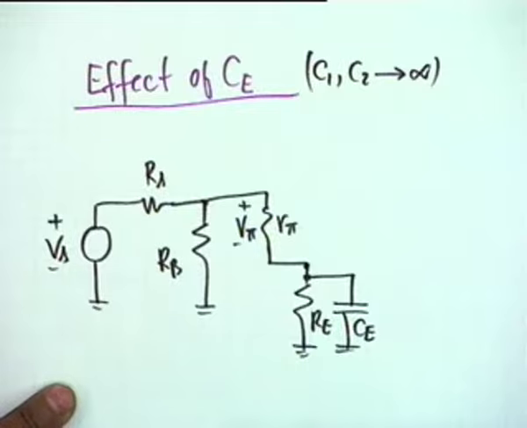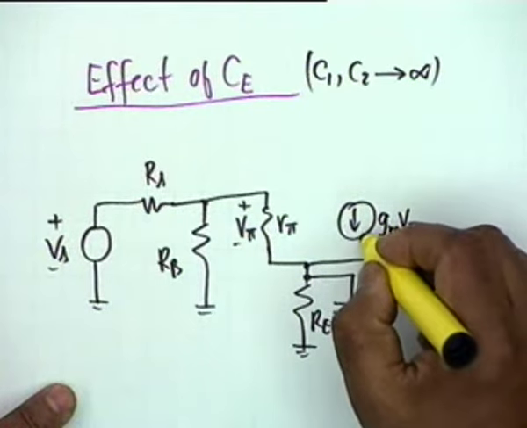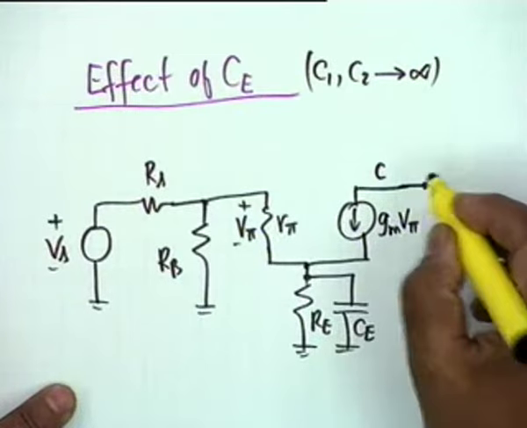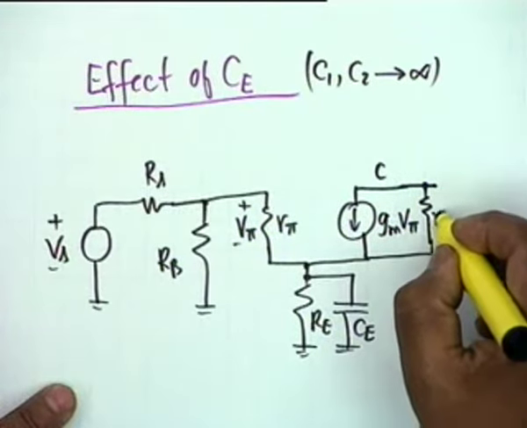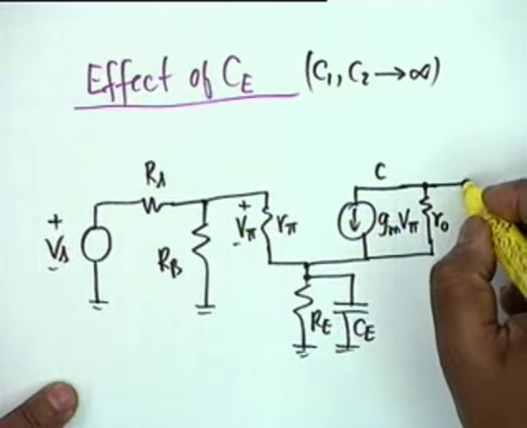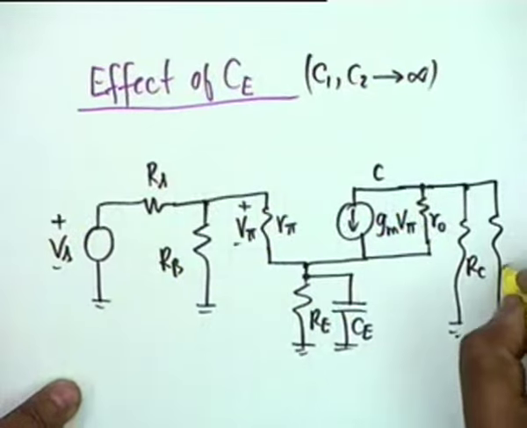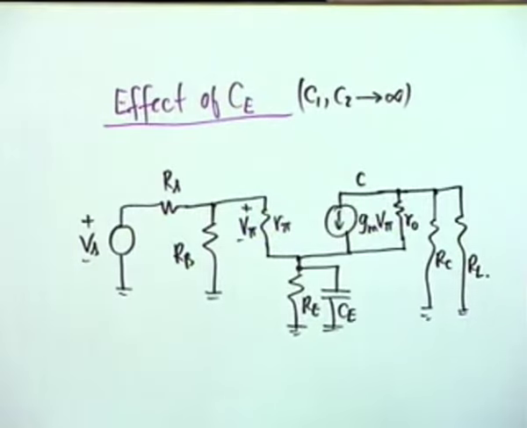Wait a second, we have not come to that yet. Then we have the GM V pi, and since this is the collector, there shall be a resistance R0 across GM V pi. Alright? And then we have C2 is short, therefore we have RC in parallel with RL. You see the problem now. The input and the output are not isolated this time. They are coupled through RE and CE, and therefore the circuit is a bit more complicated than the two circuits that we had considered. However, some simplifications are possible.